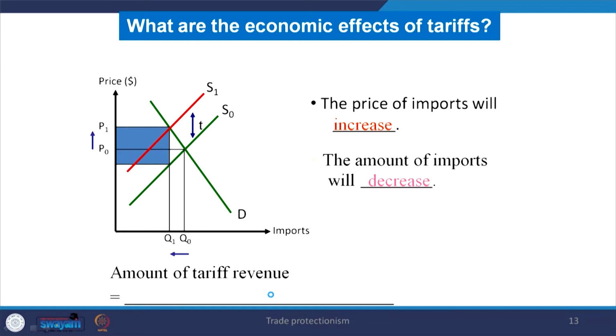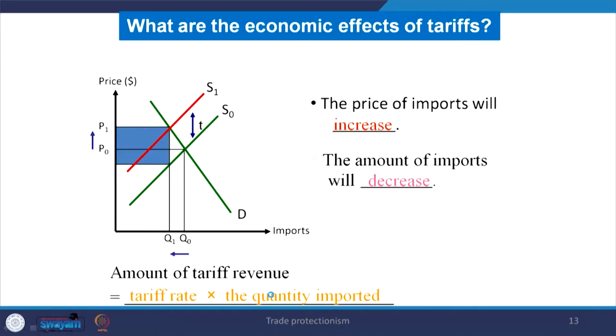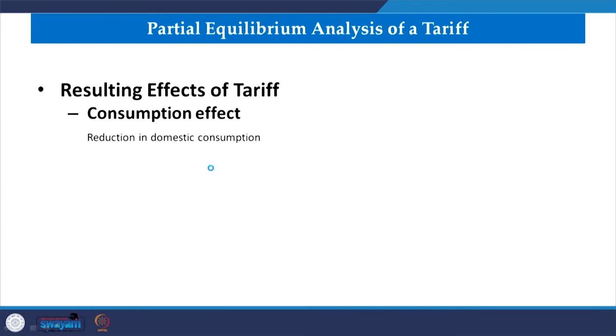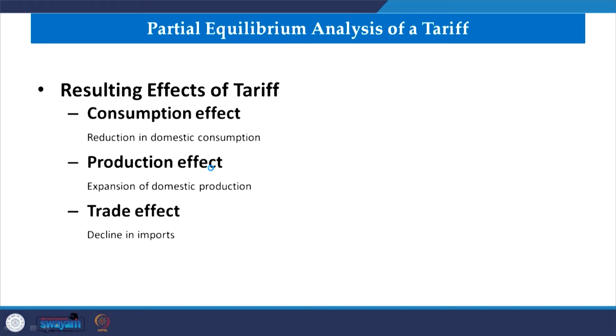Now, the amount of tariff revenue will simply be the quantity imported times T. So, it is nothing but the tariff rate times the quantity imported. This highlighted area is nothing but the revenue earned by the government when the tax is imposed. In the partial equilibrium setup, as I just said, the demand and supply analysis only captures very limited information. So, there are broadly 4 effects we are going to discuss.